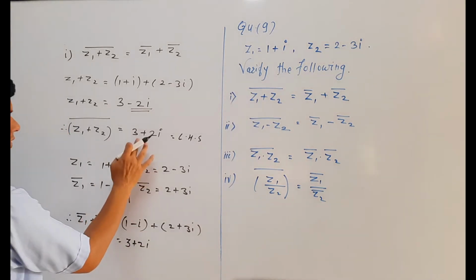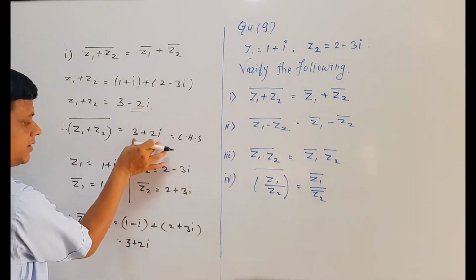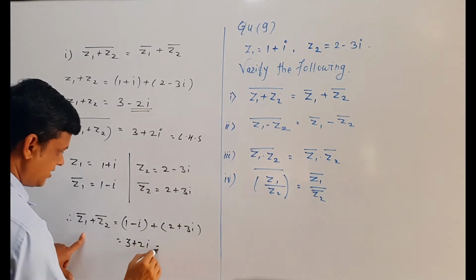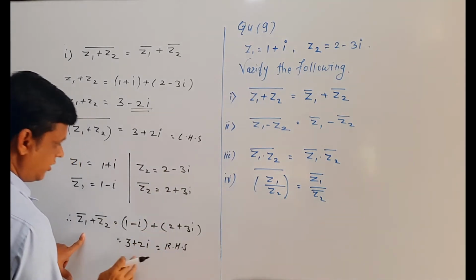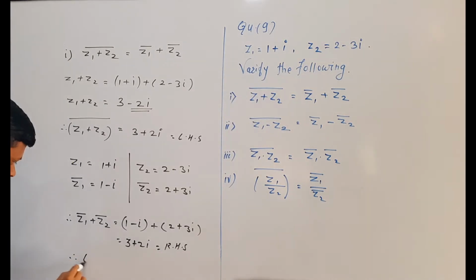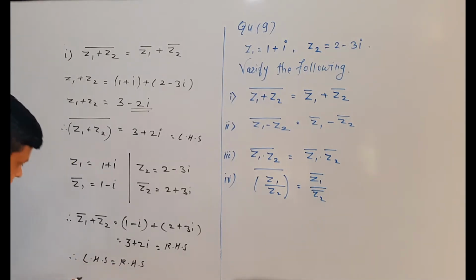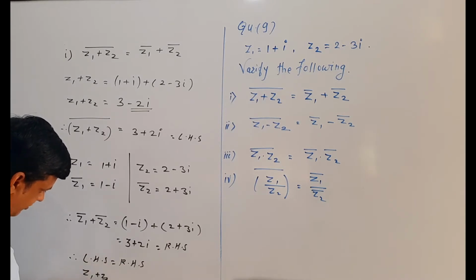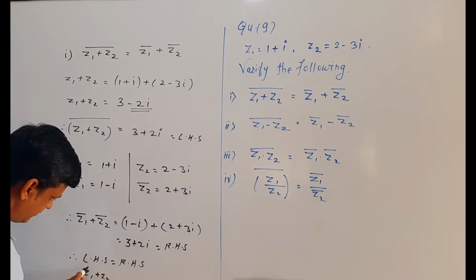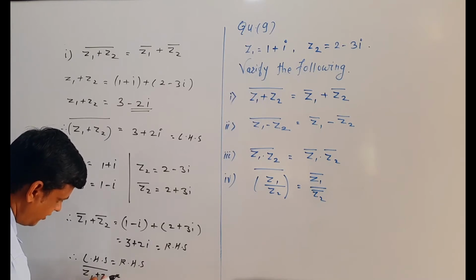So here this is the LHS, which is 3 plus 2i. This is the RHS, which is also 3 plus 2i. Therefore LHS is equal to RHS. That means the conjugate of a sum is equal to the sum of their conjugates.